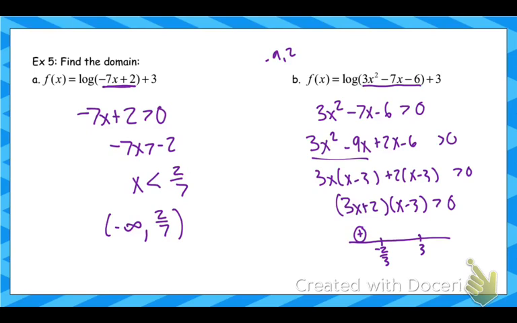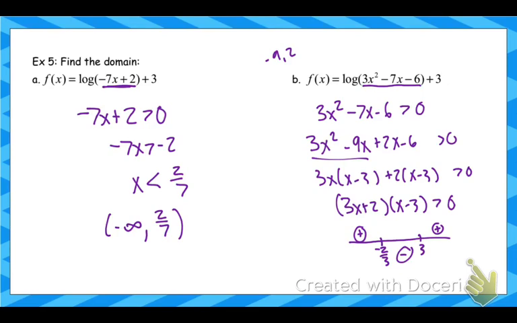Picking a number in the middle region, it can be anything, like if I pick 0. 3 times 0 plus 2 is positive. 0 minus 3 is negative. And a positive times a negative is negative. Then I pick a number over here in this region, anything to the right of 3. 12, okay? 3 times 12 plus 2 is positive. 12 minus 3 is positive. A positive times a positive is positive.